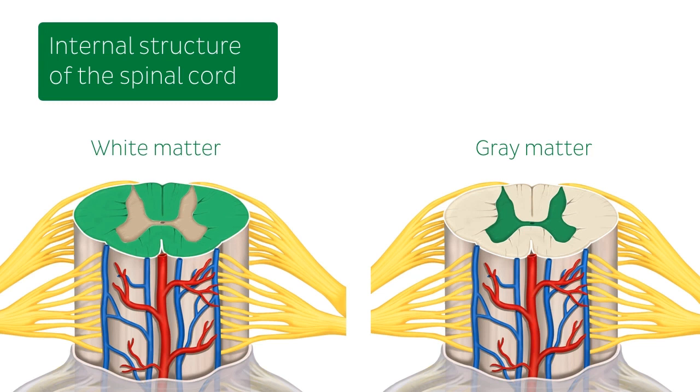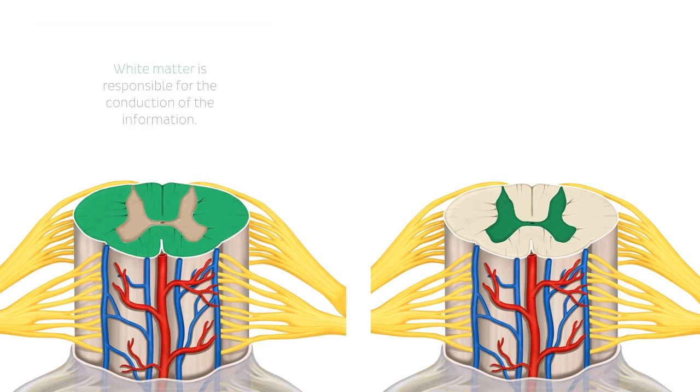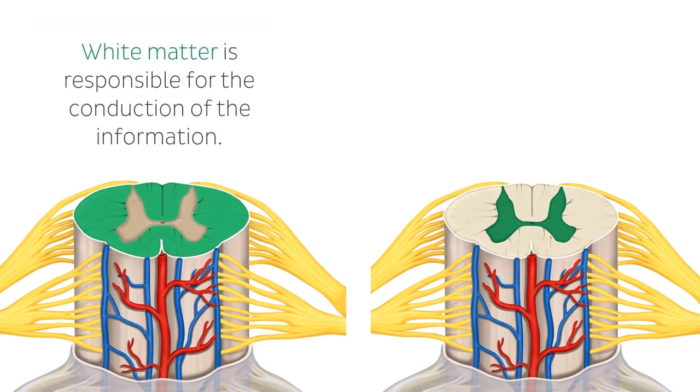The white matter surrounds the grey matter and contains myelinated and unmyelinated nerve fibres. These fibres conduct information either upward, making them ascending or sensory fibres, or downward, making them descending or motor fibres. Therefore, the white matter is responsible for the conduction of the information inside the nervous system.